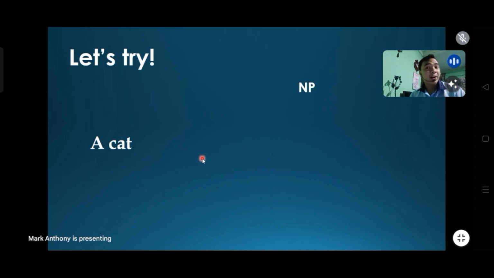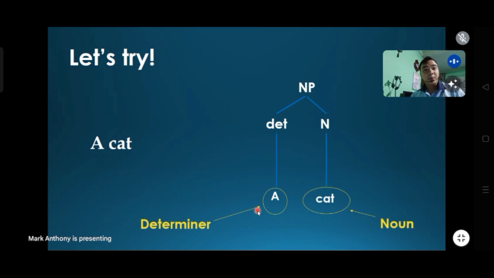So here we have the noun phrase, a determiner, and the noun itself. In its linear order, it is read as a cat. As simple as that. So again, it is important that we know the function of the word in the sentence, for us to understand and to create a proper arrangement for a well structured sentence.